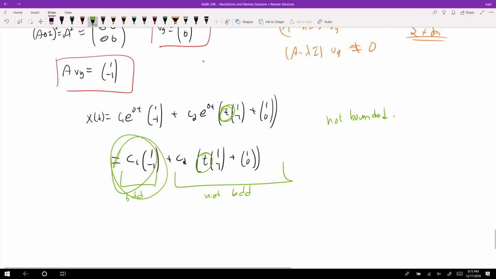Okay. Any other questions? This one's the trick. This one's the one that tripped a lot of people up, besides the factoring stuff on the first one.